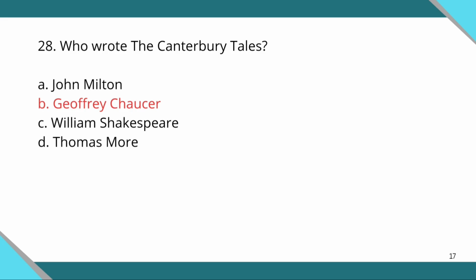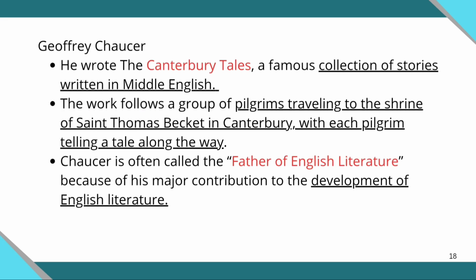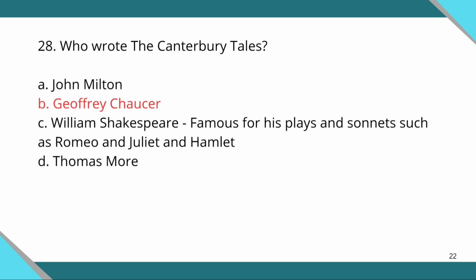Geoffrey Chaucer. He wrote the Canterbury Tales, a famous collection of stories written in Middle English. The work follows a group of pilgrims travelling to the shrine of St. Thomas Becket in Canterbury, with each pilgrim telling a tale along the way. Chaucer is often called the father of English literature, because of his major contribution to the development of English literature. While William Shakespeare is famous for his plays and sonnets such as Romeo and Juliet and Hamlet. Thomas More was known for his work Utopia, and lastly John Milton is best known for the epic poem Paradise Lost.